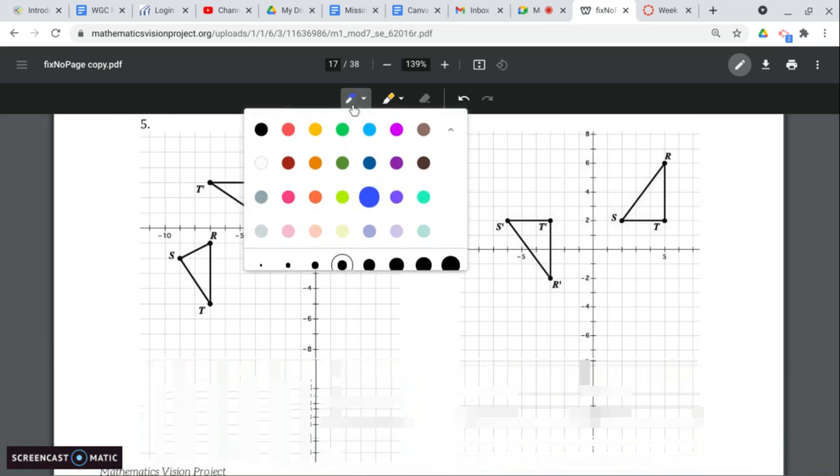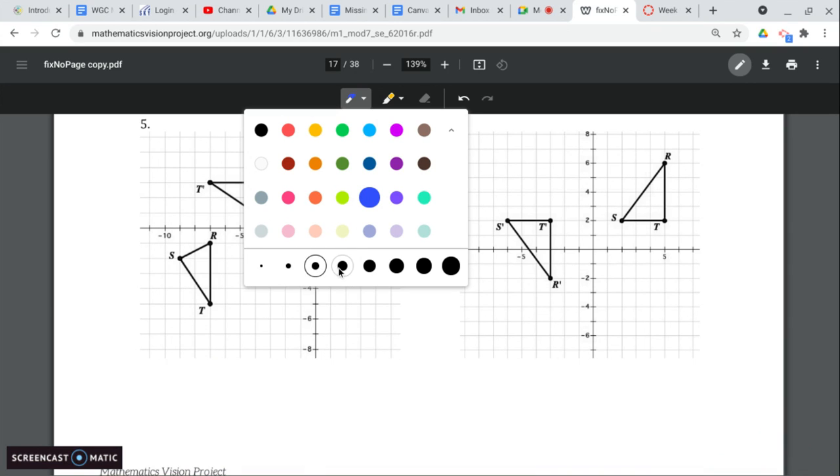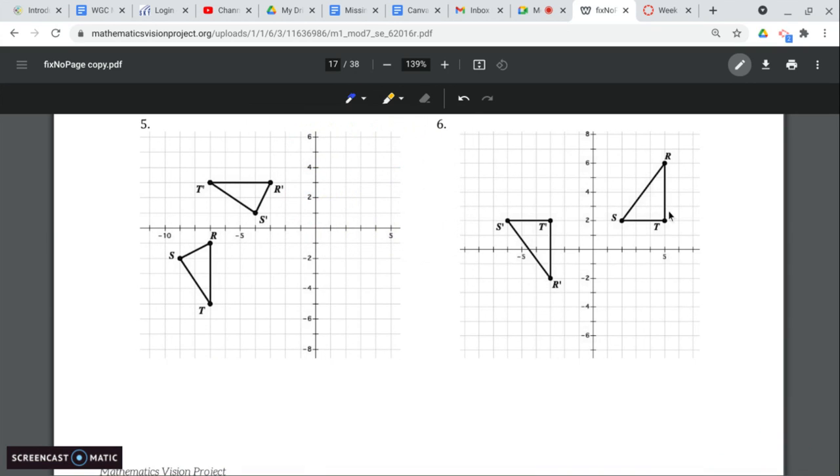So we're looking at number 6. How did we go from this triangle here to this one here? Well, we know that it moved over to the left, because it went from here over, and S is still in the same spot. So we're going to go 1, 2, 3, 4, 5, 6, 7, 8. So translate triangle RST 8 to the left.